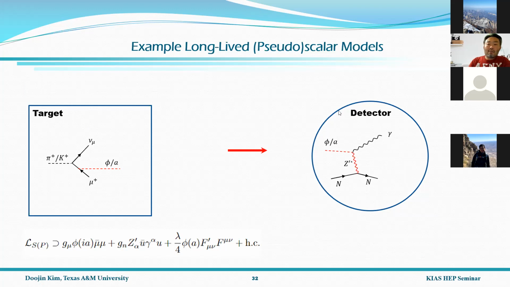Inside the detector, the mediator goes through the dark primakoff process as shown here. In other words, it scatters off the nucleus by a t-channel exchange of the light Z prime, producing a photon in the final state, which can induce an electron-like signature in the MiniBooNE detector.